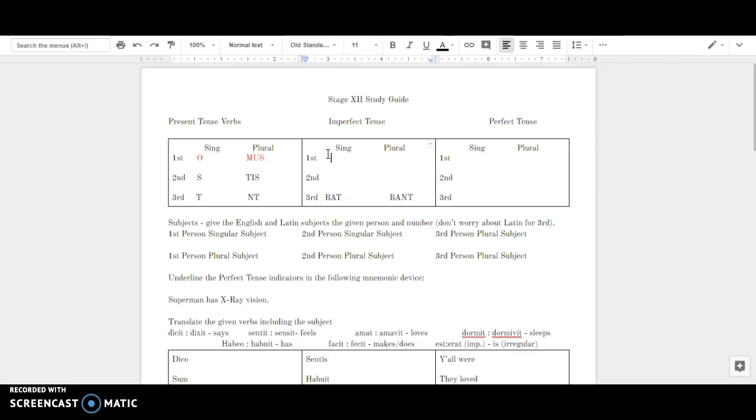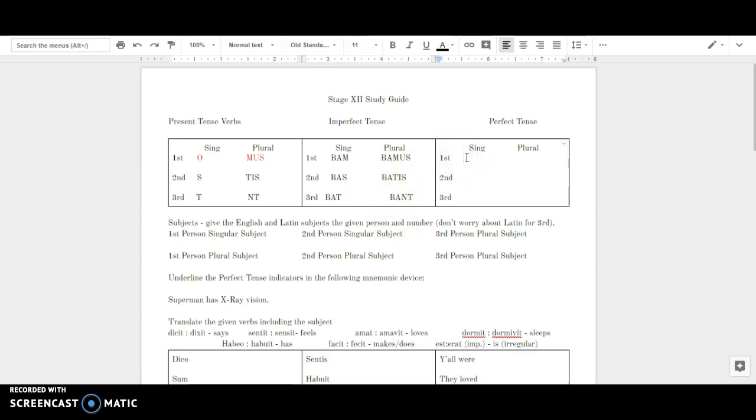The 4 endings we learned there were bam, bamus, bas, and batis. So we have bam, bas, bat, bamus, batis, bant. Notice the similarities between 5 out of 6 of these with the present tense. Basically everything is the same except for the m here. This ends with m, this is o, but everything else, s, t, mus, tis, nt, these all have s, t, mus, tis, nt, just with a ba in front of it. That should help you remember who's doing what when we get around to the subjects.